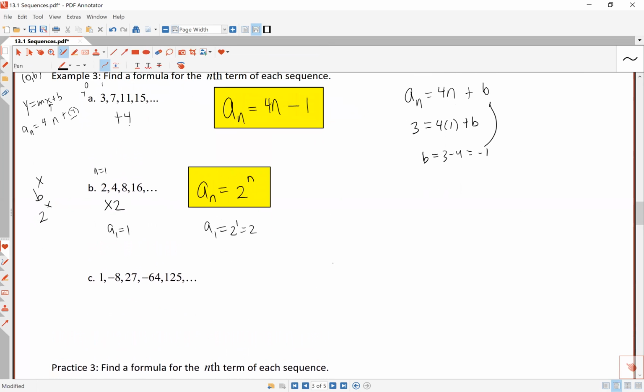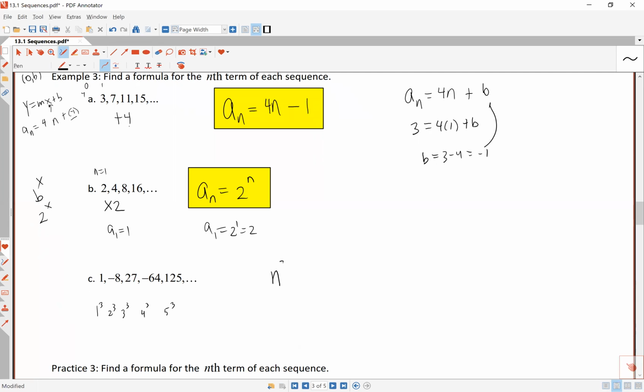Letter C, we start off at 1, and then we go to -8, and then to 27, and then to -64, and then to 125. I'm not adding the same number, and I'm not multiplying by a number. So then I start checking squares and cubes. And it looks to me like 1 is 1 cubed, 8 is 2 cubed, 27 is 3 cubed, 64 is 4 cubed, and 125 is 5 cubed. So we've got some type of cubes going on there. First term cubed, the second term cubed, and so on. So we're going to use n cubed.